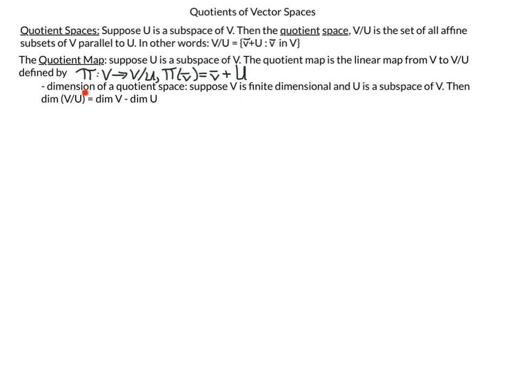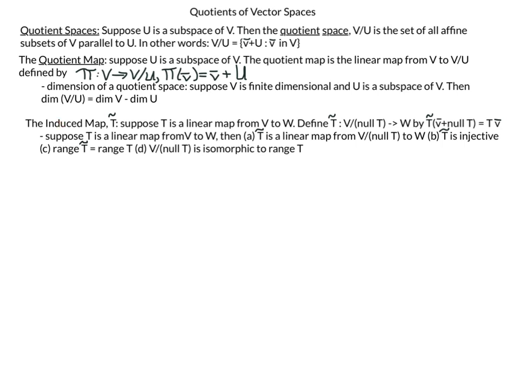And then we also have this theorem about the dimension of a quotient space. Suppose V is a finite dimensional vector space and U is a subspace of V. Then the dimension of the quotient space V over U is equal to the dimension of V minus the dimension of U. Our last topic is the induced map, which we denote with this tilde T. Suppose T is a linear map from V to W. Define the induced map tilde T from the quotient space V over null of T to W by tilde T of V plus null of T is equal to TV.